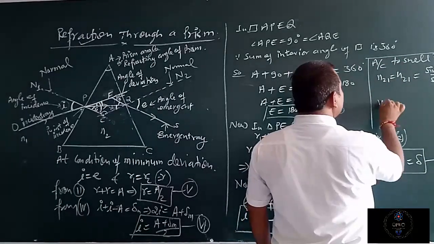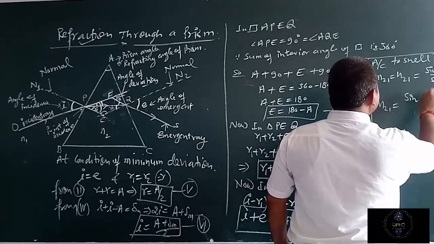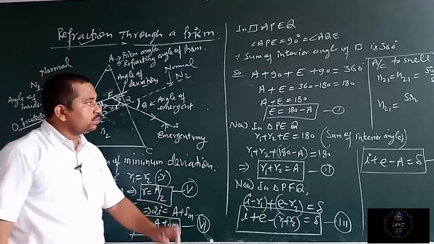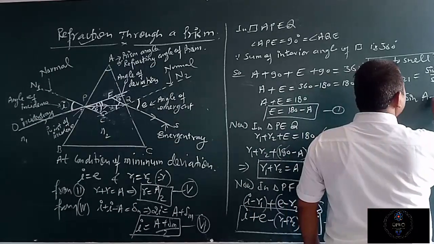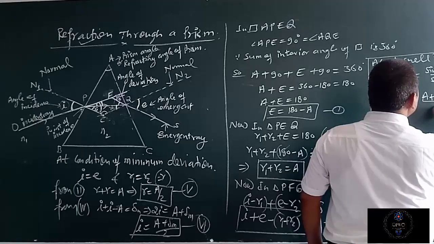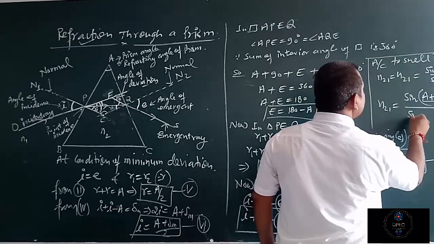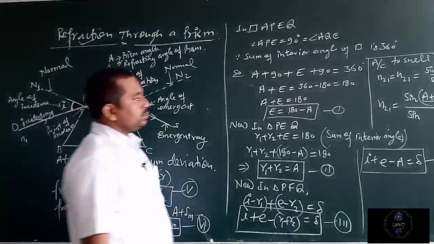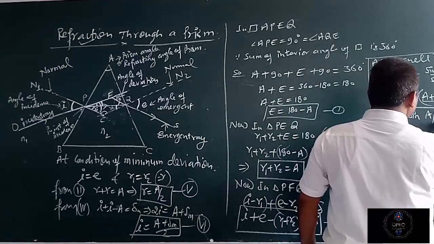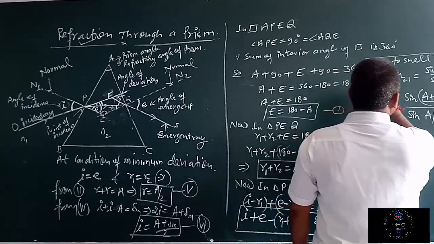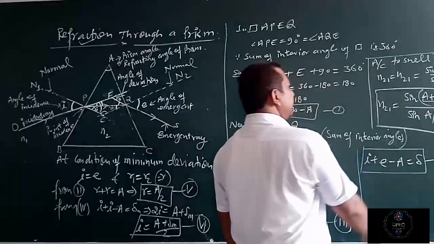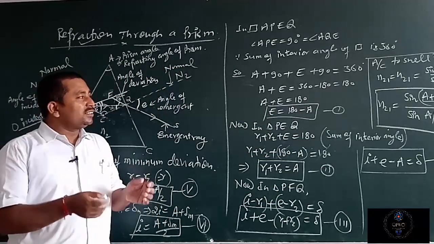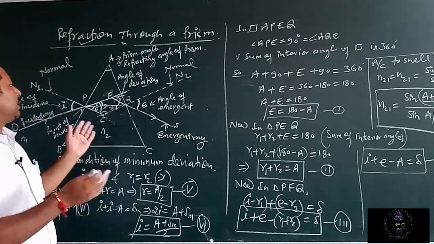So this will be equal to sin of I. If we put the value of I from here, it is sin of A plus delta M by 2, divided by sin of R. The value of R is A by 2. So this is equal to sin of A by 2. This is the formula for the prism. This is known as the prism formula, and this is also known as the refraction law for the prism.